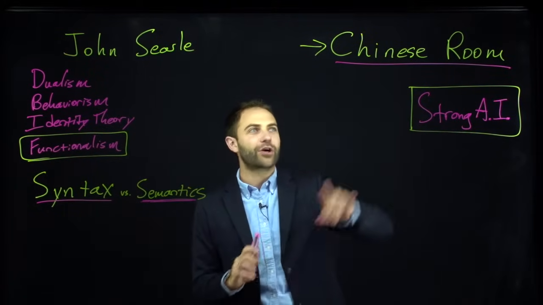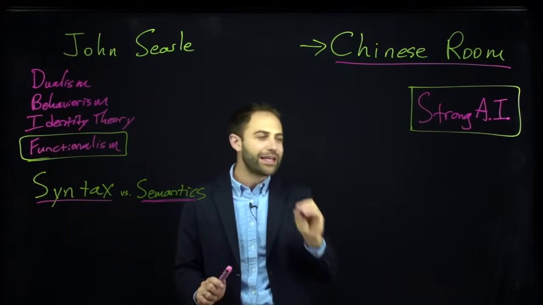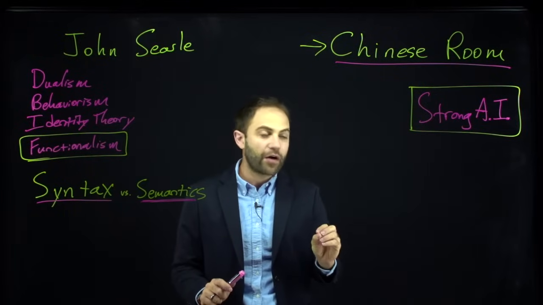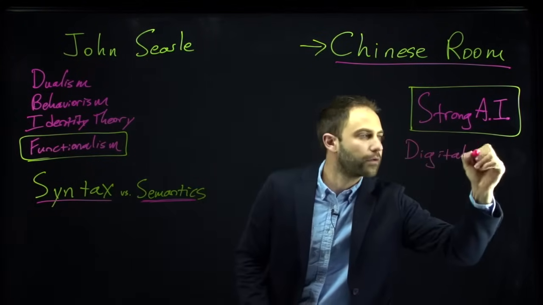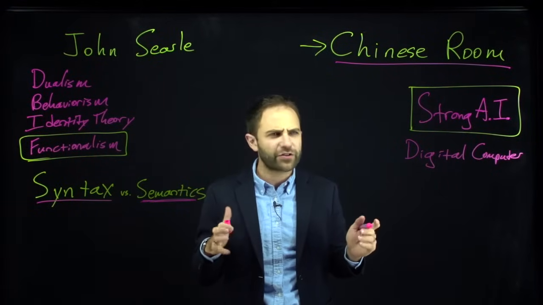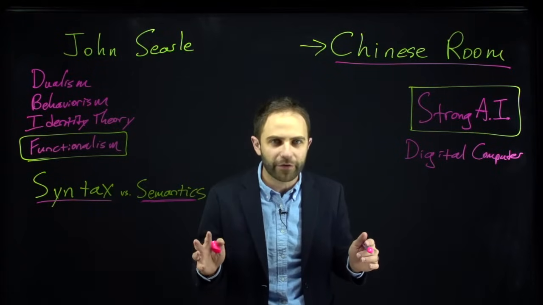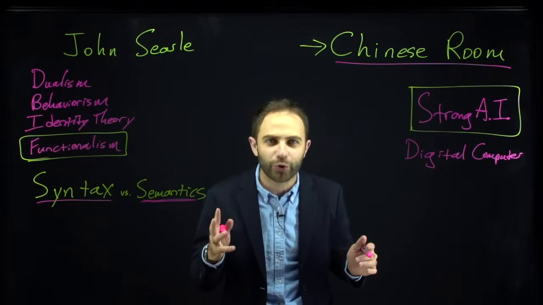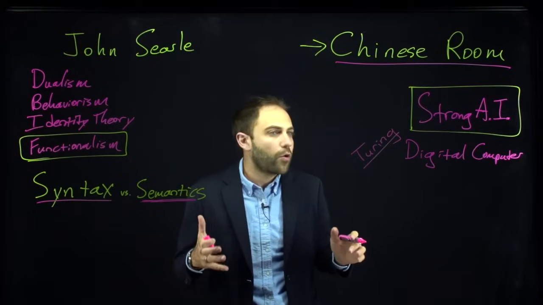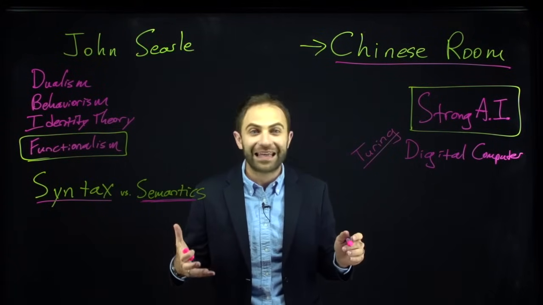We're almost ready to talk about the Chinese room thought experiment, but not quite. First, we need to introduce the idea of a digital computer. And to understand what we mean by digital computer, we have to talk very briefly about a guy who lived in England in the middle of the 20th century named Alan Turing. Turing was a mathematician and computer scientist living in England.